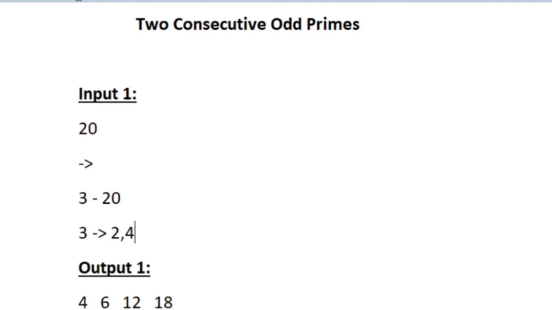So for the first integer 3, the previous integer is 2 and the next integer is 4. So 2 and 4. So 2 is a prime but it is an even number and 4 is also even. So we cannot print this integer 3. So the next integer in this range is 4.